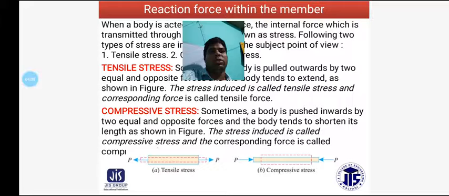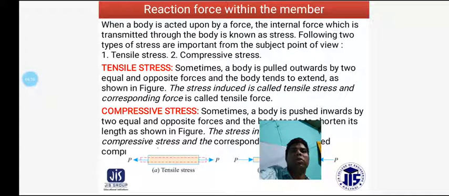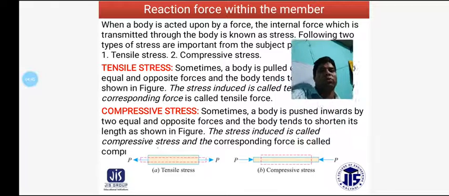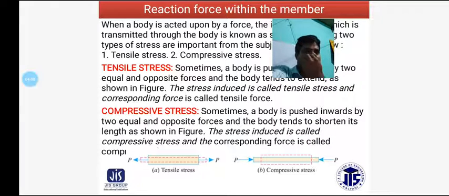Now reaction force within the member. When the body is acted upon by a force, the internal force which is transmitted through the body is known as stress. The following two types of forces are important from the subject point of view. Number one, tensile stress, and number two, compressive stress. Sometimes in tensile stress, a body is pulled outward by two equal and opposite forces and the body tends to extend as shown in the figure. So the stress induced is called tensile stress and the corresponding force is called the tensile force.